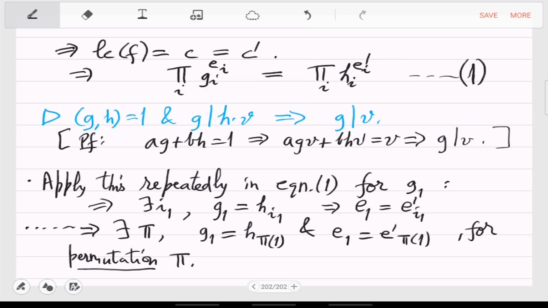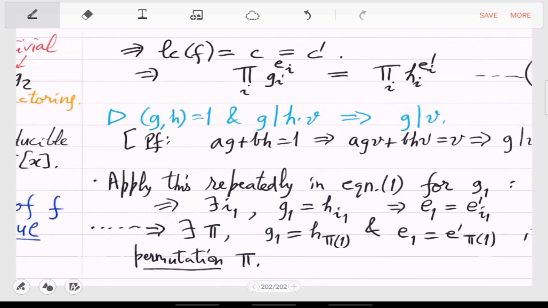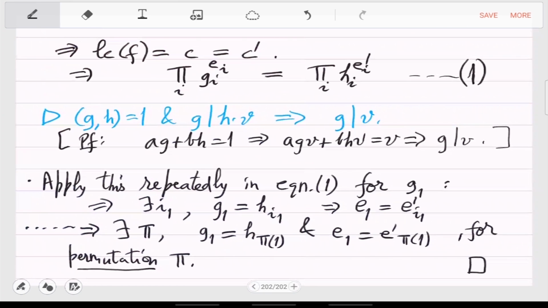Is that clear? So that is the only thing which can be changed in the factorization, the ordering. Other than the ordering, basically the prime powers, they are equal. Is that clear? So that gives you a unique factorization in F[x].